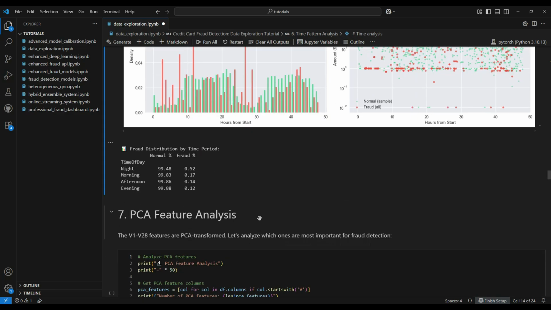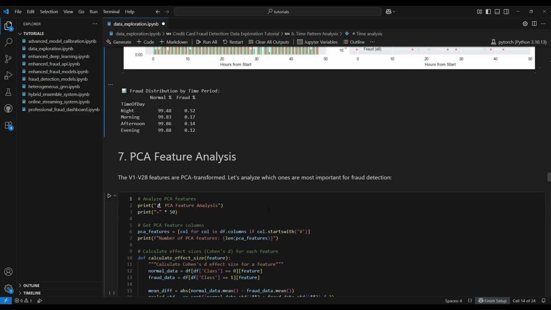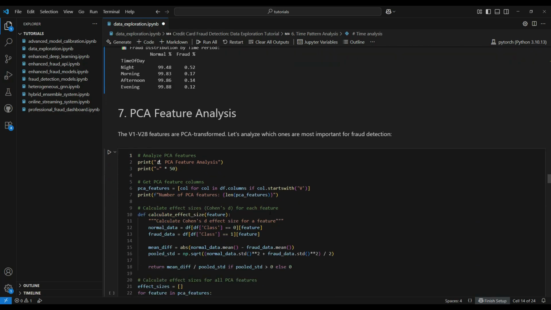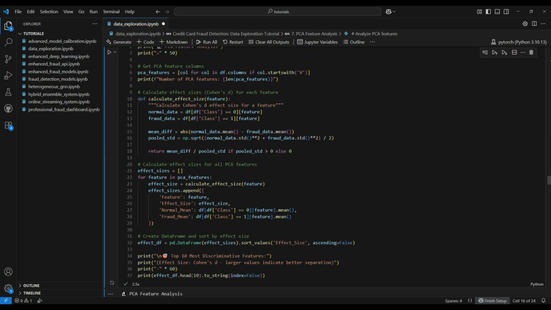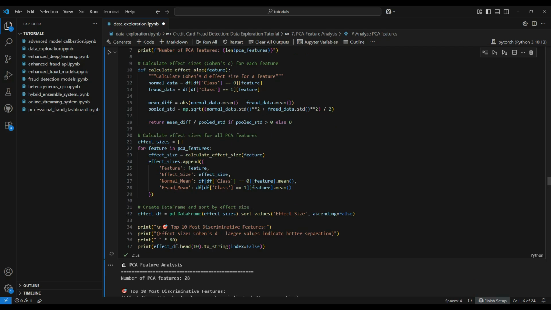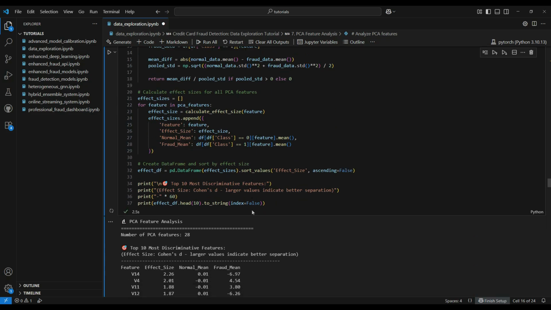Okay, now let's look at the PCA feature analysis. I'm calculating something called Cohen's d. It's a statistical measure of effect size. It tells us how separate the normal and fraud distributions are for each V feature. So first, I define a function to calculate the effect size. Then I loop through all 28 V features, calculate the effect size for each, and sort them.